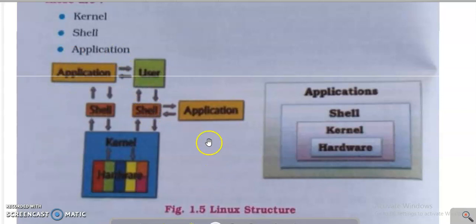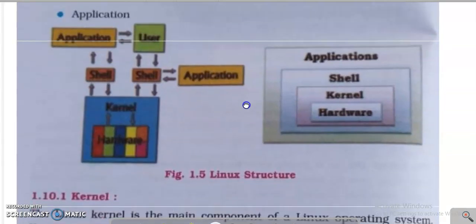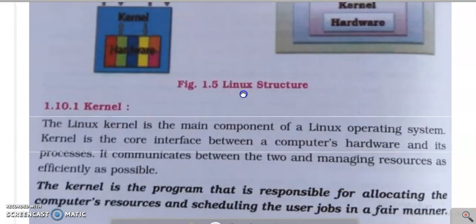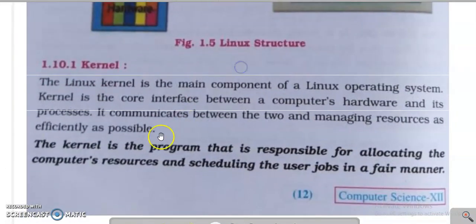So this is how it works. In a hierarchical form also we can understand that applications are loaded into a computer, and through a shell a user can give a command, and the kernel or the file system of Linux translates all those commands coming through a shell to the hardware to make the work done. This is how Linux works. So the first component of a Linux operating system is the kernel, and the Linux kernel is a main component of a Linux operating system.